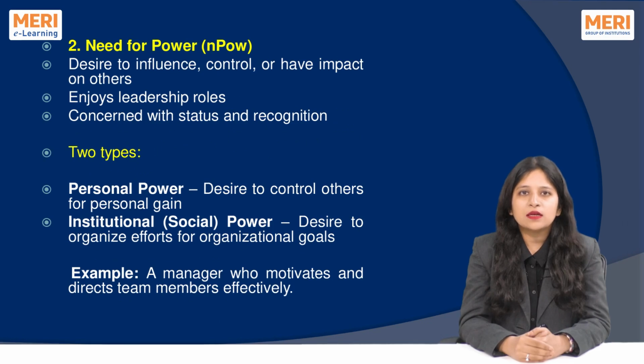Now, let us look at the second need in McClelland's theory. The second need is the need for power. This refers to the desire to influence, control, or have an impact on others. Individuals with a high need for power often enjoy leadership roles and are concerned with status, recognition, and having authority. There are two types of power in this theory. First is personal power, which is the desire to control or influence others for personal gain. Second is institutional or social power, which is the desire to organize and direct others towards achieving organizational goals. This type of power is generally considered more effective in management. Let me give you an example. A manager who motivates and guides team members effectively demonstrates need for power.